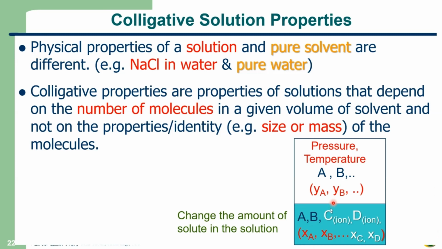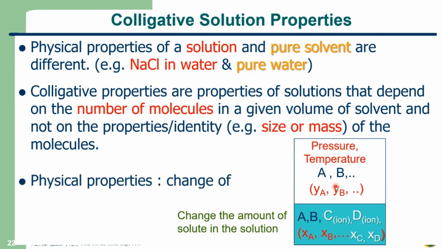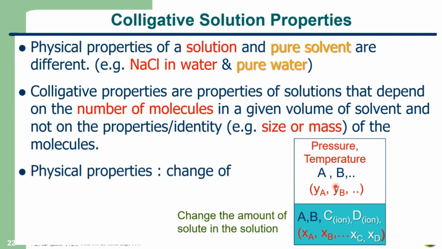If you change the amount of salt or sugar in this solution, something changes, like the melting point or boiling point. So what changes? The physical properties change. Basically, four things change, and here we just introduce three.